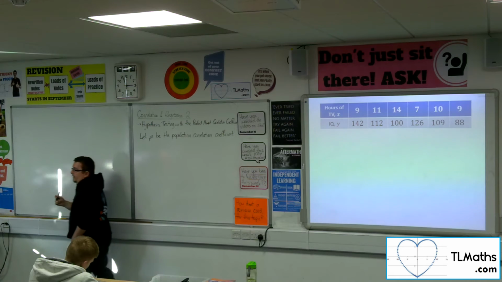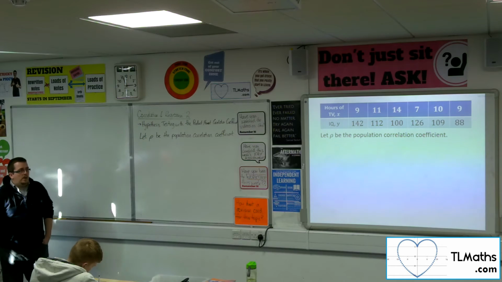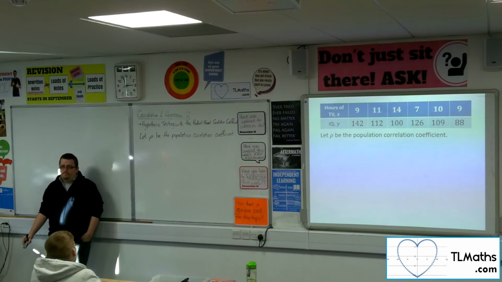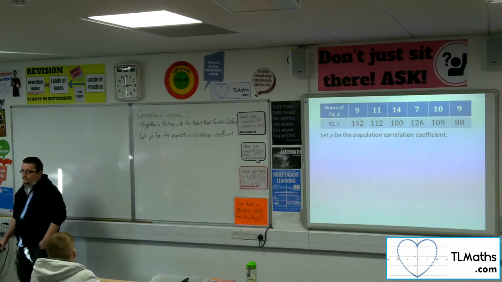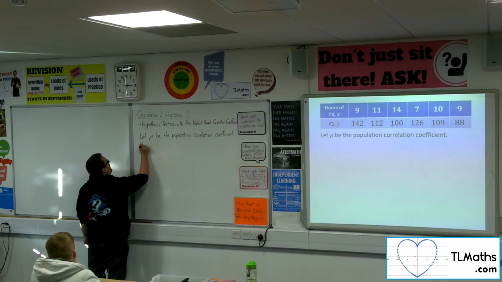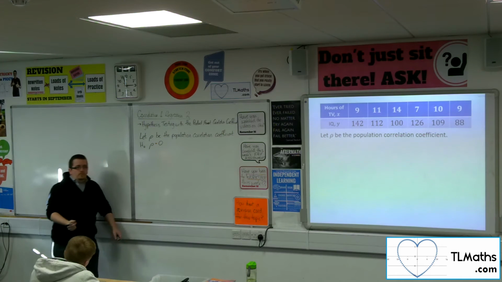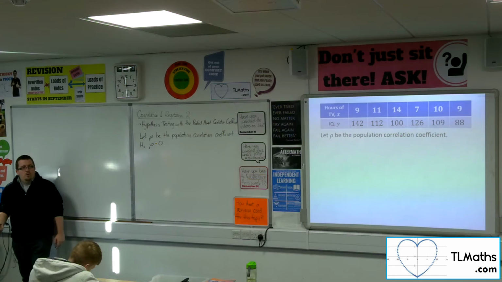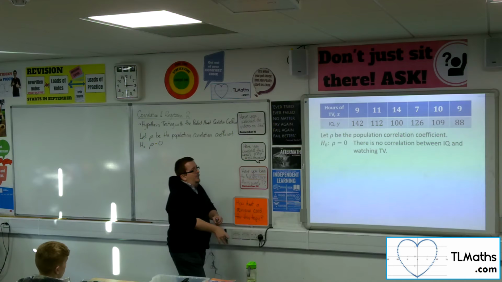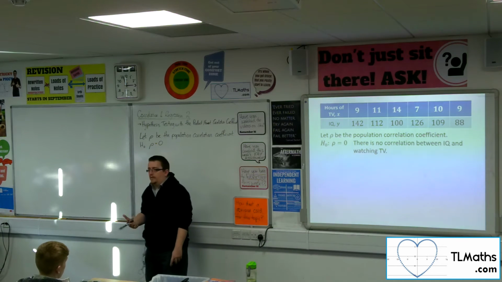So this always starts with precisely the same sentence. Let rho be the population correlation coefficient. Nice and straightforward. The null hypothesis is also always the same. So rho is 0. So what we would be saying there is that there is no correlation between IQ and watching TV. That's the null hypothesis.